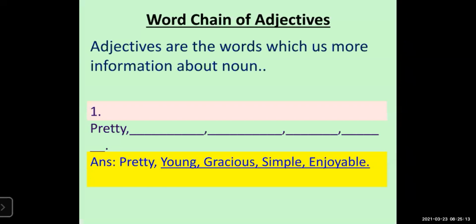Then next, you have to complete the word chain. The next adjective you have to begin is with G. Gracious. G-R-A-C-I-O-U-S.